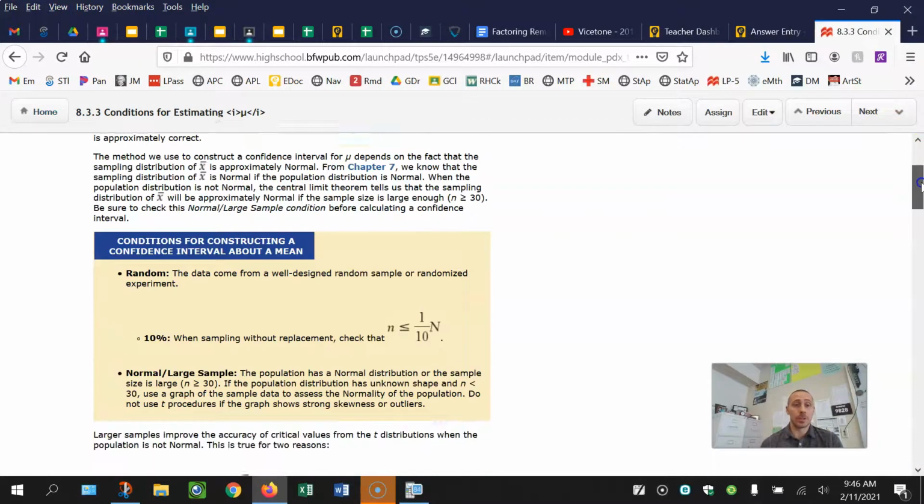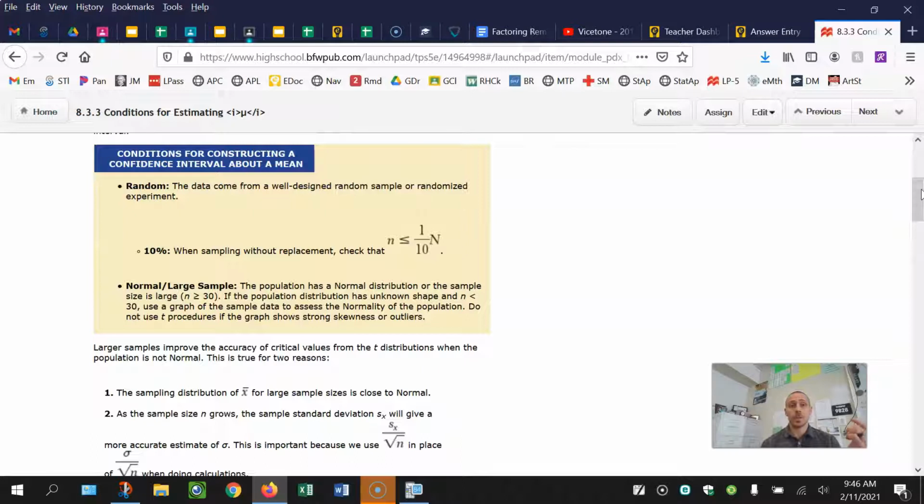Next, conditions. You're going to see a lot of similarities here. Random condition means that there was a random sample or a random experiment. We're not going to see experiments yet, so it's just going to be a random sample. That means the estimate is unbiased. It's centered at the true mean. 10% condition, because we're sampling without replacement, the sample size is less than 10% of the population size.